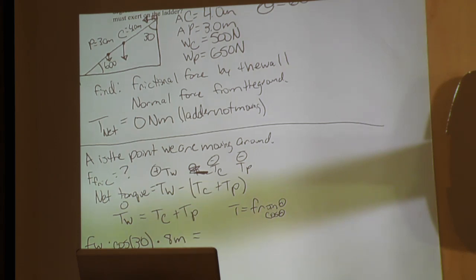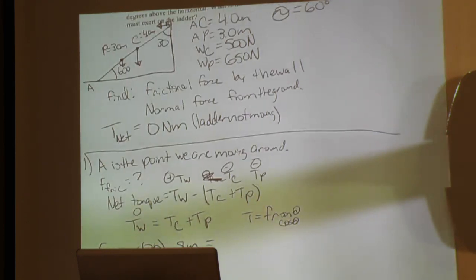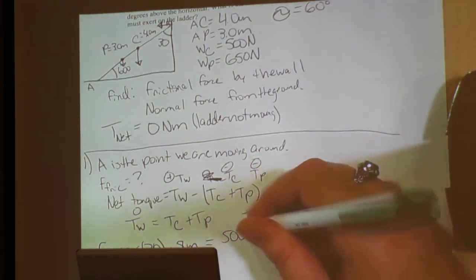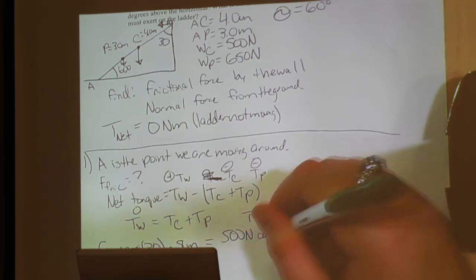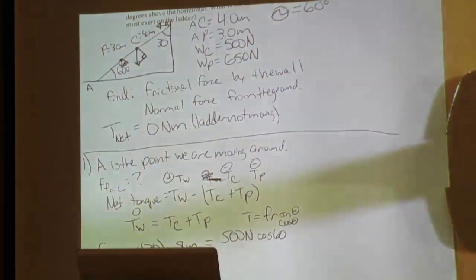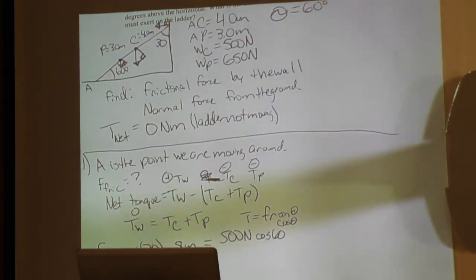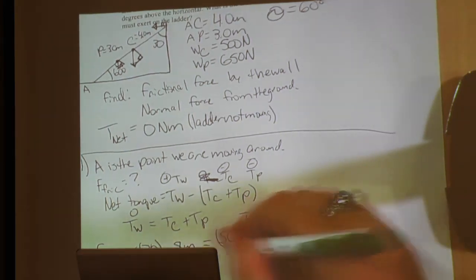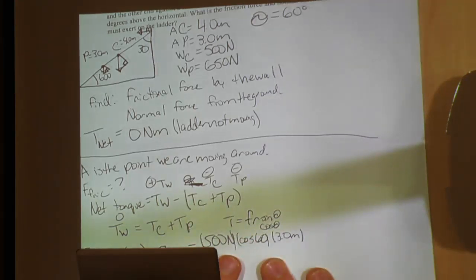What's the force being exerted by the ladder? 500 newtons. This would be cosine 60, because if you remember the same idea with the sliding block, we're going to have these little triangles right here. So we use cosine 60 times 3.0 meters. This times this times this represents the torque for the ladder.